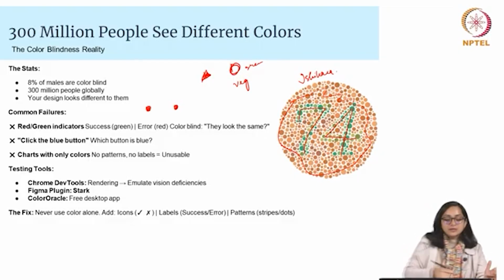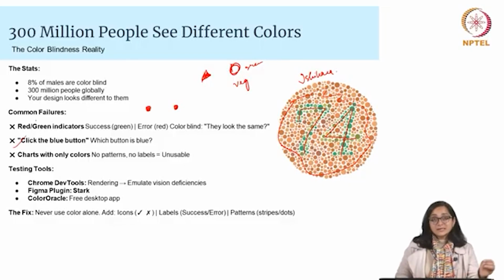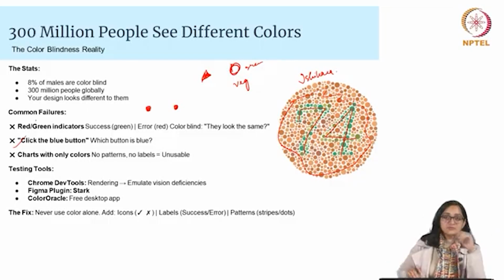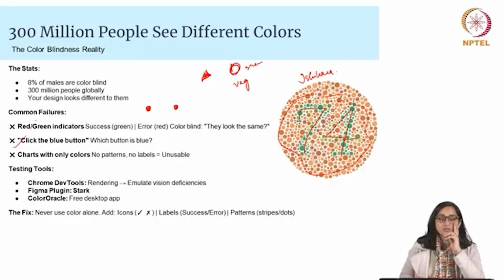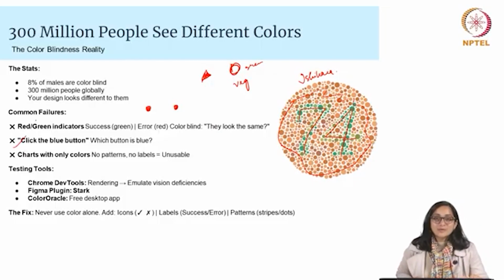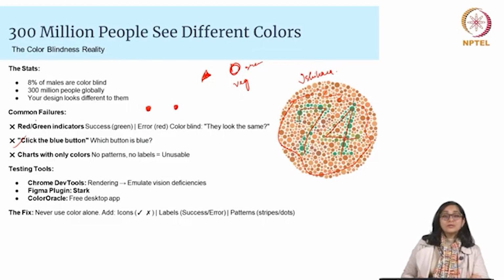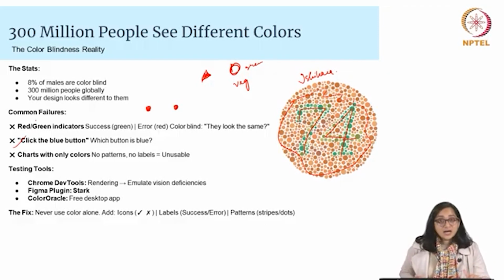Another common failure can be: you click the blue button and there are 4 buttons which are different colors, same size, same shape, no signifier, or the signifier is the text which is written. There's no text written and you just mention whether you press the blue button. But which is the blue button for a colorblind person, it may be difficult to identify. Then there may be charts with no labeling or just colors, then that becomes almost unusable.